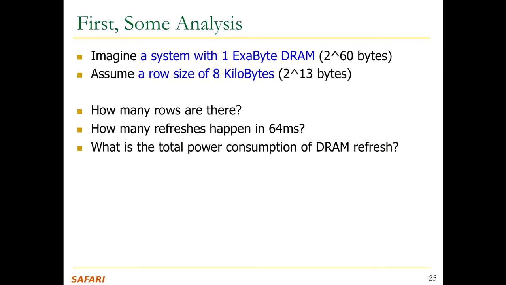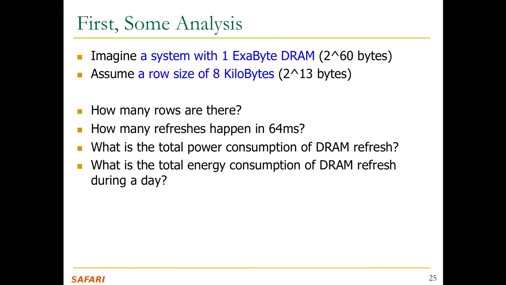That sounds bad. Now it's a harder question, and I'm not going to give you the answer. What is the total power consumption of DRAM refresh in this system? Well, to be able to get this, you need to take 2 to the 37 and multiply it with the power it takes to do a single refresh. And you can find this number somewhere. And if you're really curious, you'll do this assignment. And what is the total energy consumption of DRAM refresh during a day? Now, once you have the power over here, you multiply it with the number of times you need to do the refresh during a day, right? You get the joules after that. Okay? Because energy is power times time, right? You know that from your physics classes.